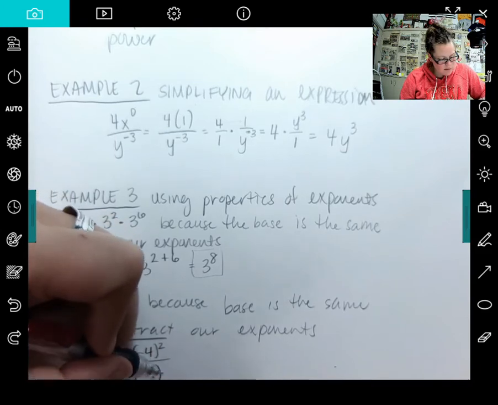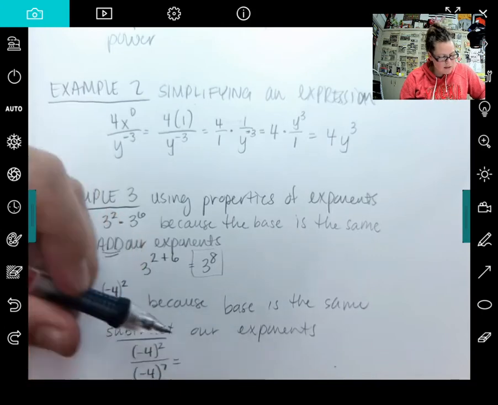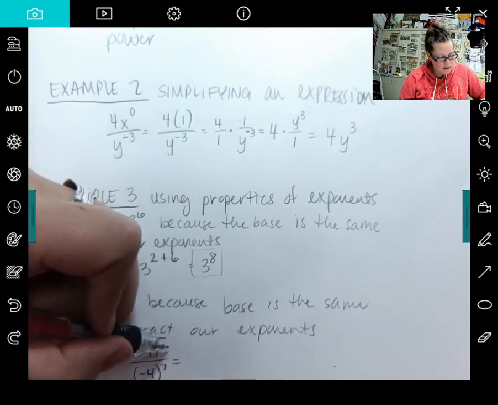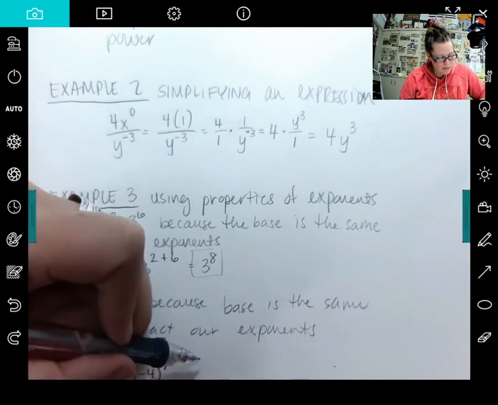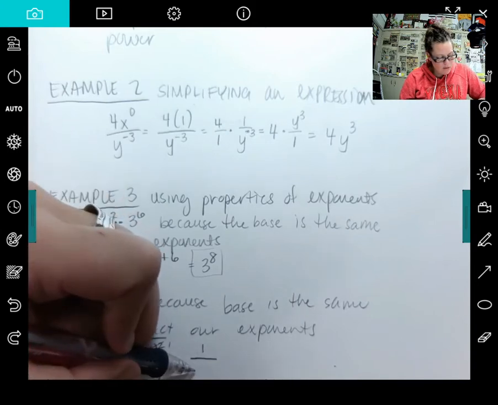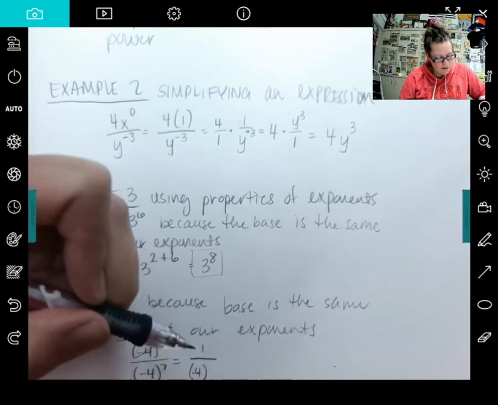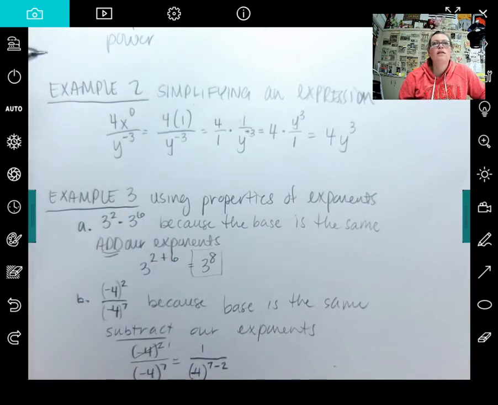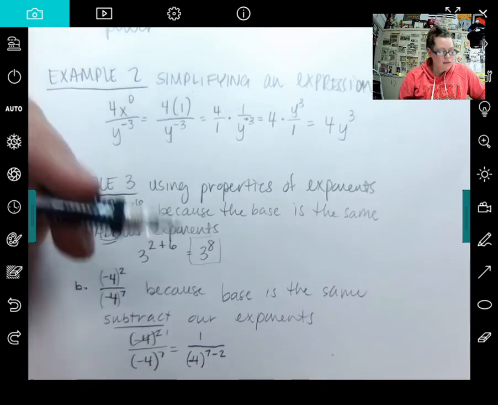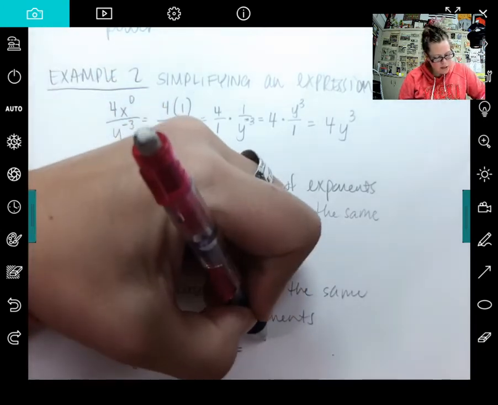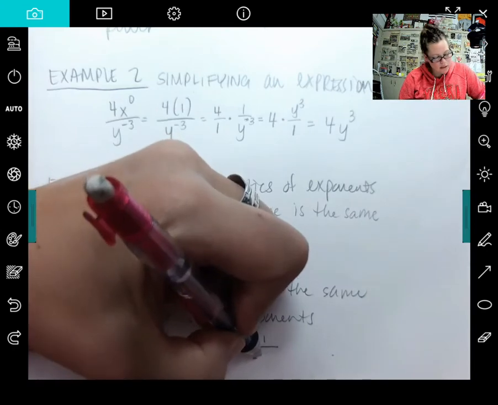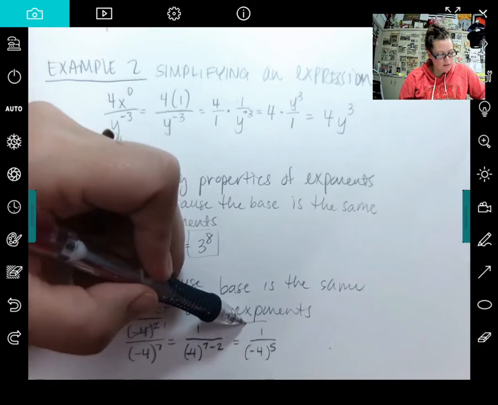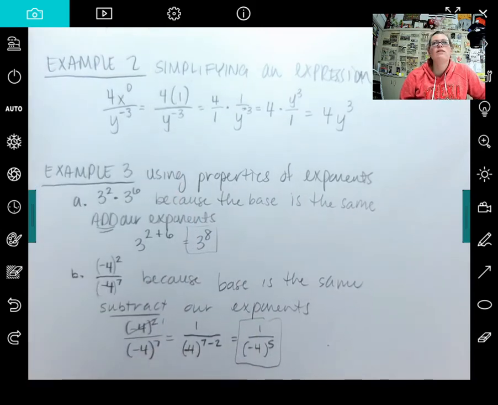So if we are moving this down, so -4 squared over -4 to the 7th, if we're moving this down, it's going to get replaced with a 1. So all we're doing is shifting this down here, and it's going to get replaced with a 1. So we have 1 over, in parentheses, -4 to the 7 minus 2. Then we can do that subtraction, and we get 1 over -4 to the 5th power. Again, you could plug it into a calculator and get an answer, but you definitely do not have to.